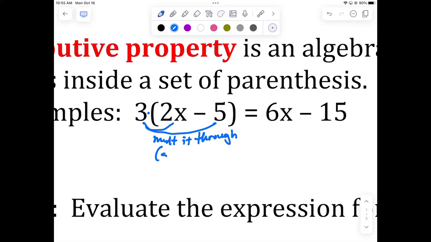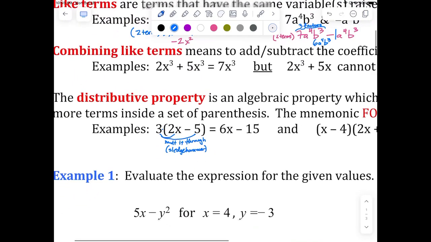I call this the sledgehammer method. Right? When you hit something with a sledgehammer, you expand it. You destroy it really if you hit it hard enough. But you're making it into smaller pieces. You're breaking it down. Okay? So you hit this with the little sledgehammer, dink, and the parentheses go away, and you're left with 6x minus 15. Okay, that's the distributive property.